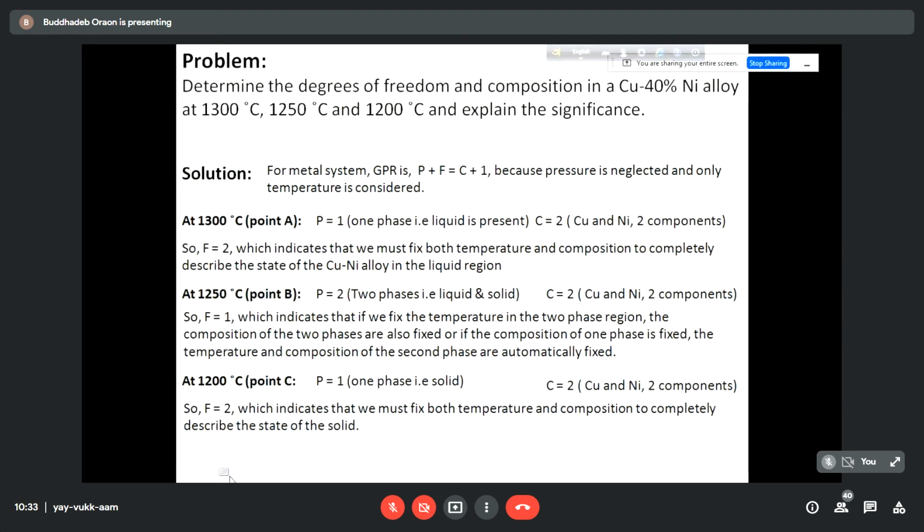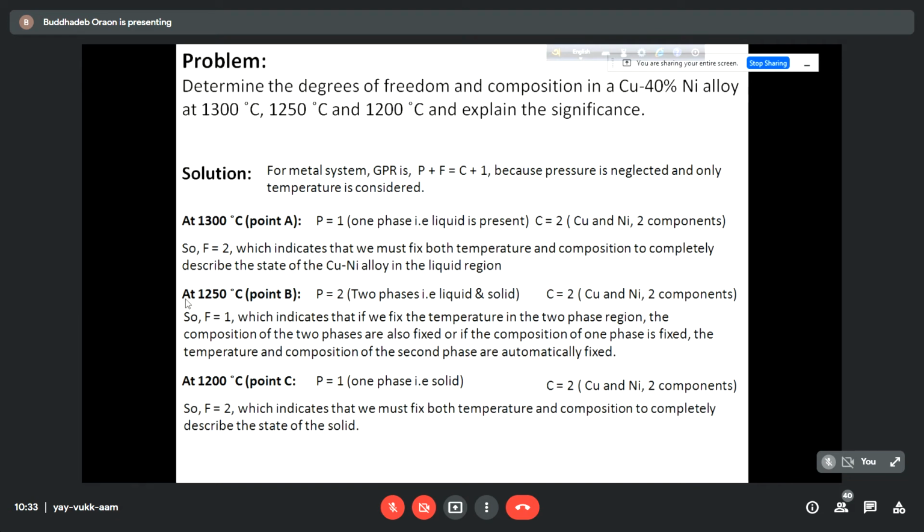Now let us take one example to further explain the Gibbs phase rule. Determine the degrees of freedom and composition in a copper 40% nickel alloy at 1300 degrees centigrade, 1250 degrees centigrade, and 1200 degrees centigrade, and explain the significance. So we are trying to explain the significance of this phase rule with the help of the diagram. This is a metallic system. So the Gibbs phase rule can be modified as P plus F equals C plus 1. We have taken N equal to 1 because pressure is neglected and only temperature is considered.